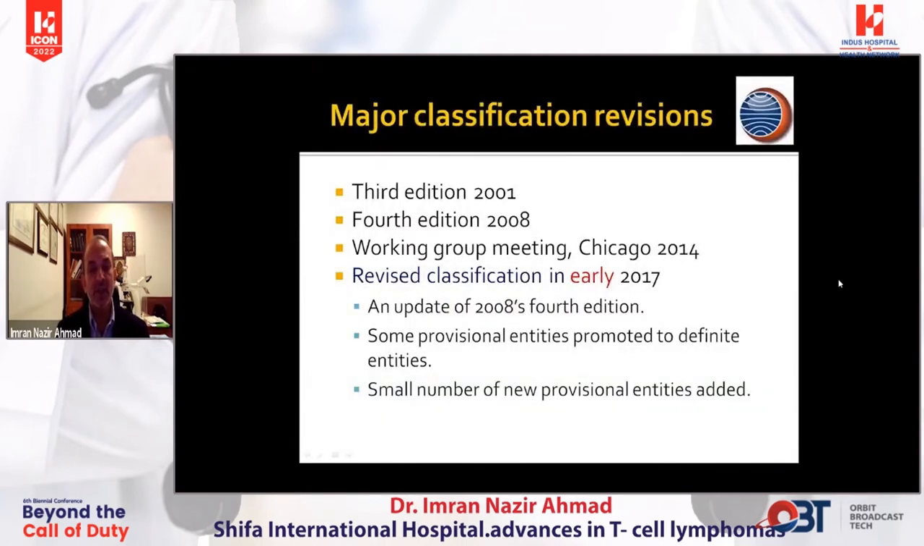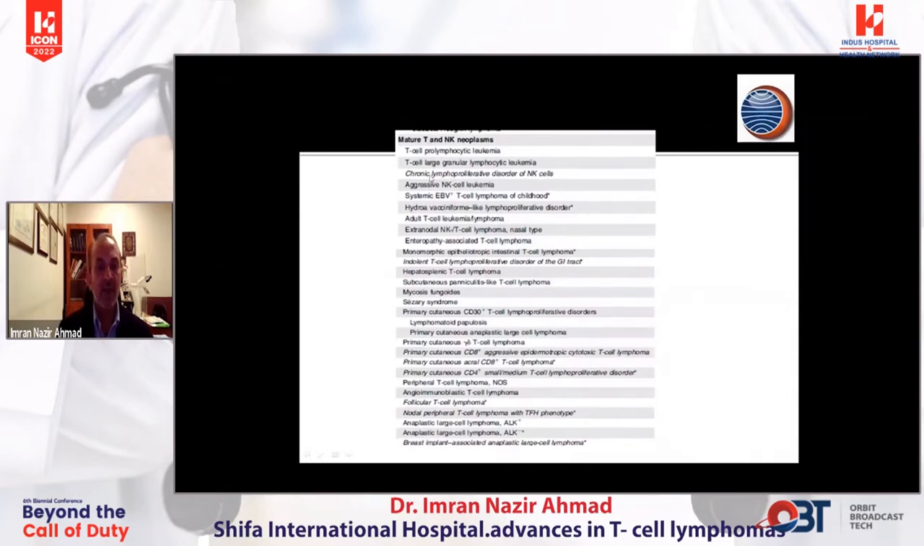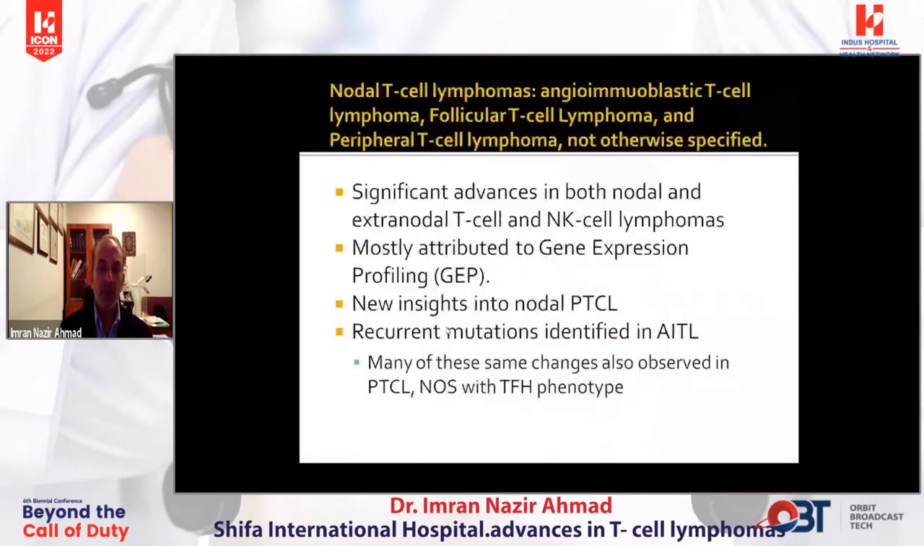So this classification was revised in early 2017, and the textbook came out probably in 2018. This basically was a revision of the fourth edition of 2008. Some provisional entities of 2008 were promoted to definitive entities, and then a few new provisional entities were also added to this classification. For example, we're all familiar with a few of the entities like systemic EBV T-cell lymphoma of childhood, indolent T-cell lymphoproliferative disorders of the GI tract, enteropathy-associated lymphomas were merged. Then follicular helper T-cell lymphomas were also merged, and so on and so forth. So I have a few quick slides about all the major changes that were done in 2017. So I will briefly go over them.